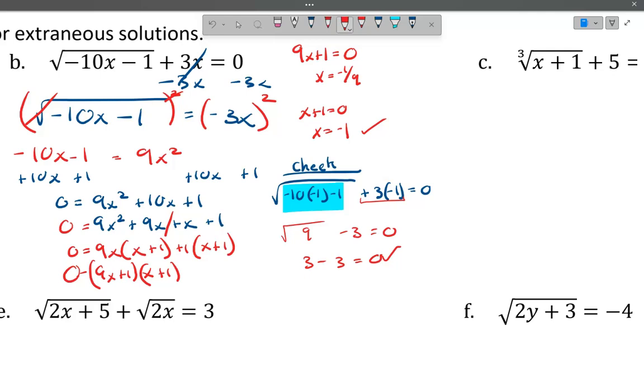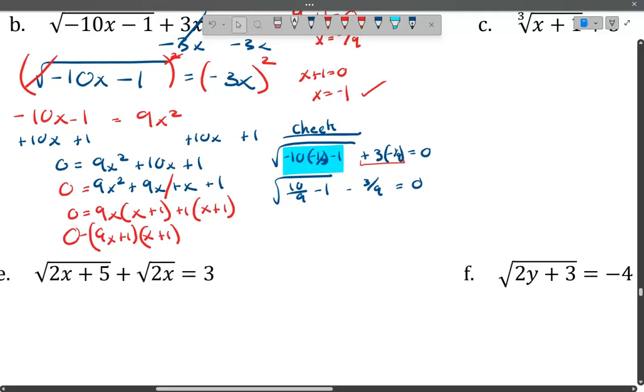We can do the same thing, but we're going to check now with our fraction, negative 1/9. So we've got negative 1/9 and negative 1/9 here. So we can do the radical. Negative 10 times negative 1/9 is going to give us 10/9 minus 1. And then we're going to have minus 3/9. And we'll simplify that on the next step.